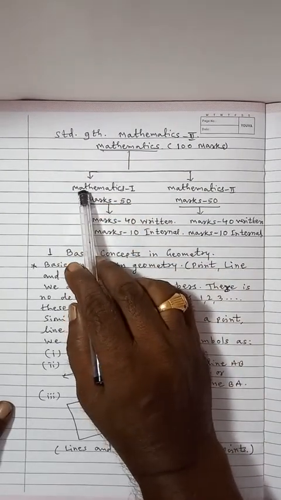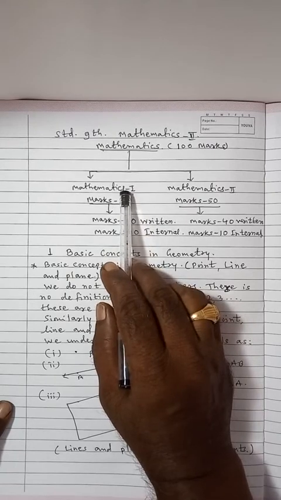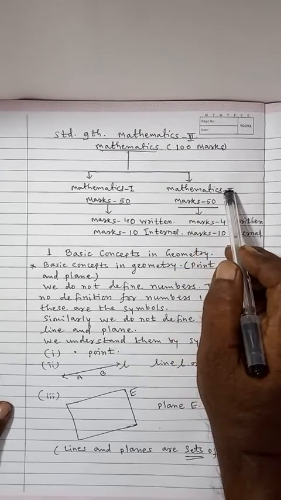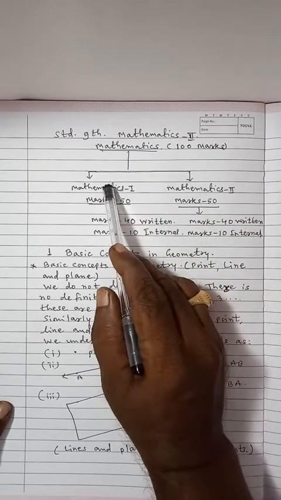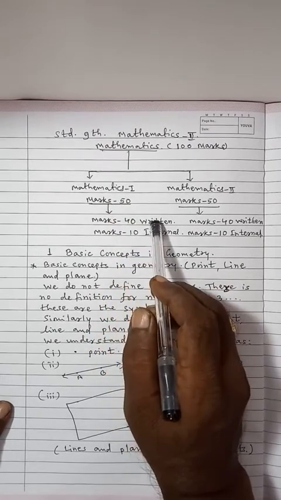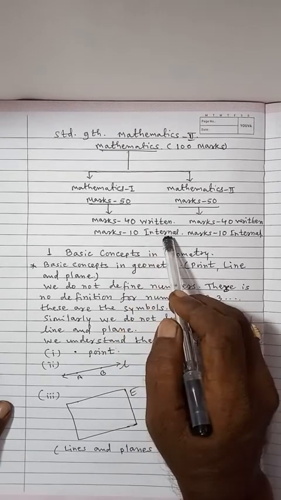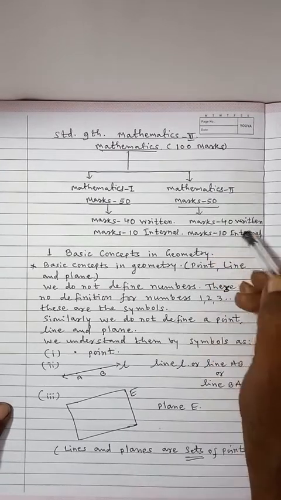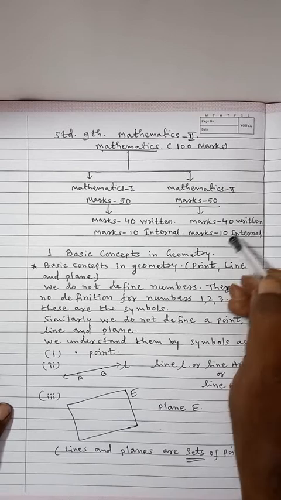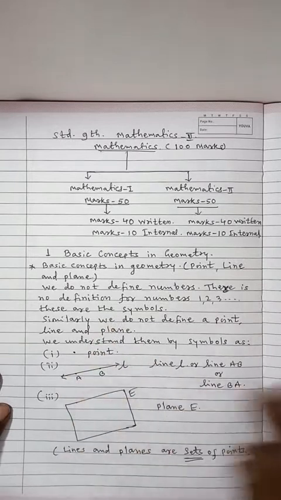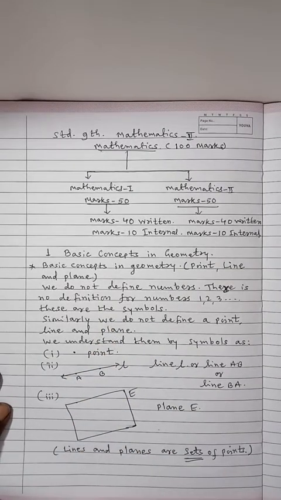Paper number 1, Mathematics 1, contains algebra. Second paper, Mathematics 2, contains geometry. Mathematics 1 is for 50 marks, 40 marks written paper, 10 marks internal. Similarly, Mathematics 2 is 50 marks, 40 marks written paper, 10 marks internal. This is all about the weightage of the marks of the two papers and the introductory part.